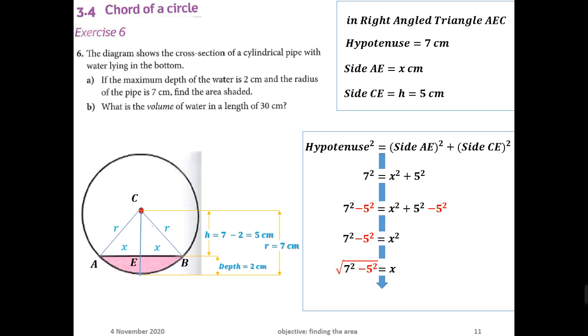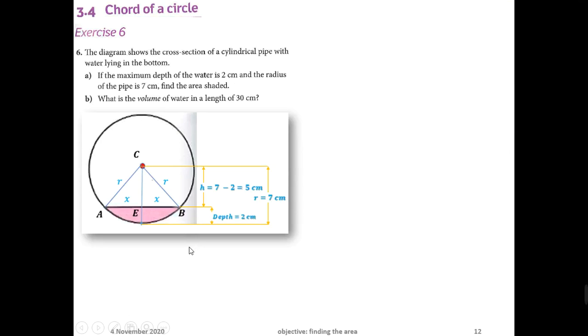Now this is ready to be inserted in the calculator. And if you do so, x is going to come down to 2 square root of 6 centimeter, because all the dimensions are given to us in centimeters. So we found the 1x.